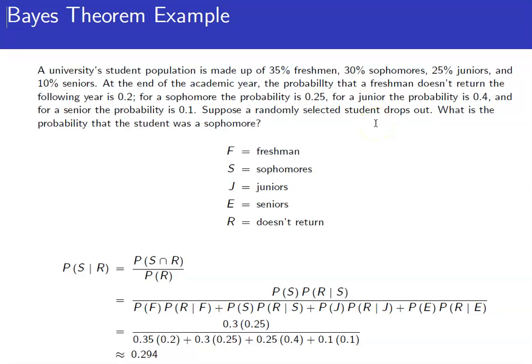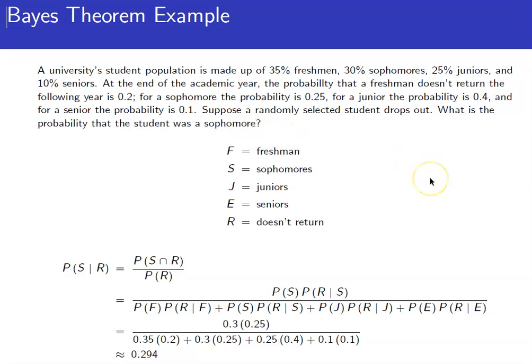In this video, we're going to do an example that uses Bayes' theorem. So let's say we have a university where the student population is made up of 35% freshmen, 30% sophomores, 25% juniors, and 10% seniors. At the end of each academic year, prior knowledge tells us that the probability that a freshman does not return in the following year is 0.2, that a sophomore does not return is 0.25, that a junior does not return is 0.4, and that a senior does not return is 0.1.